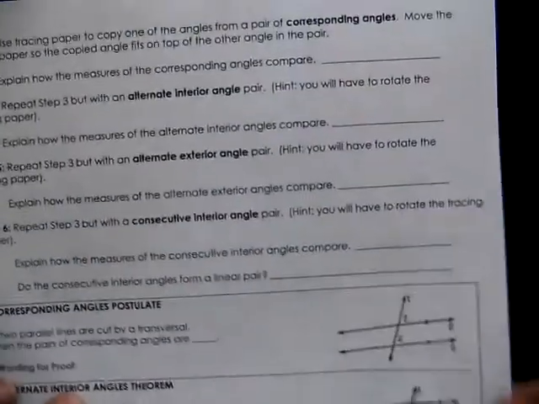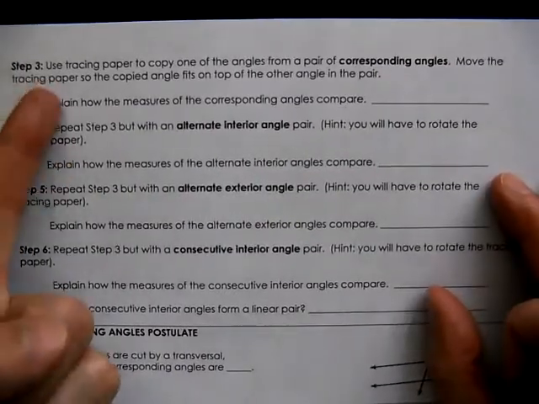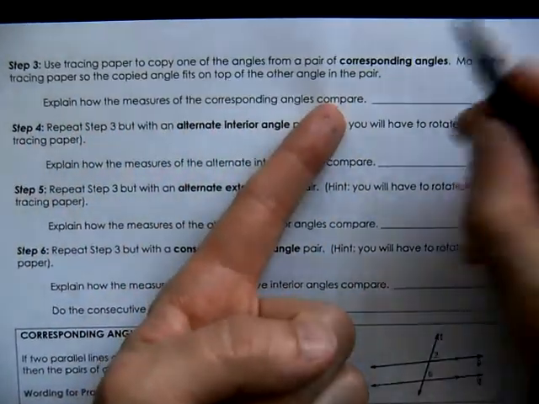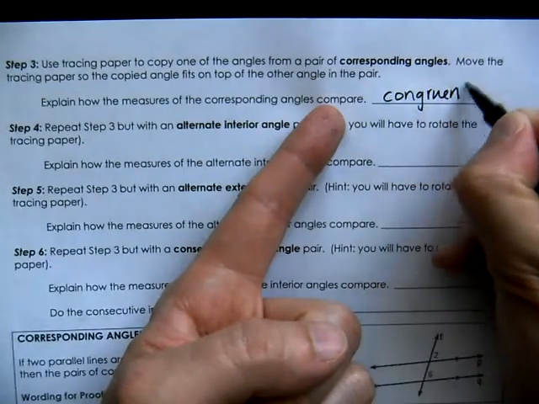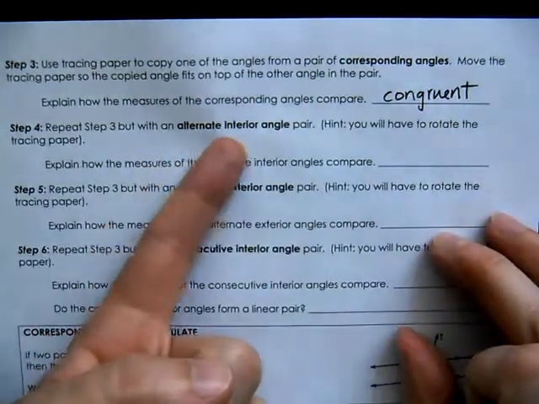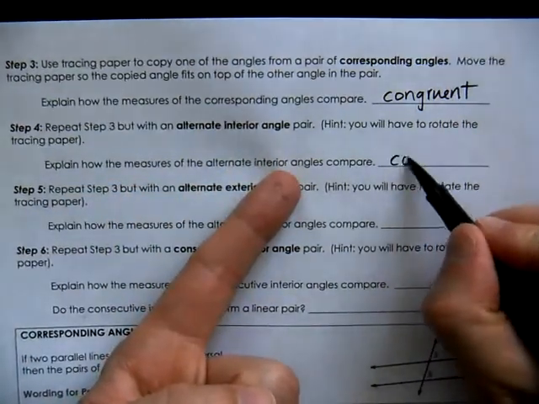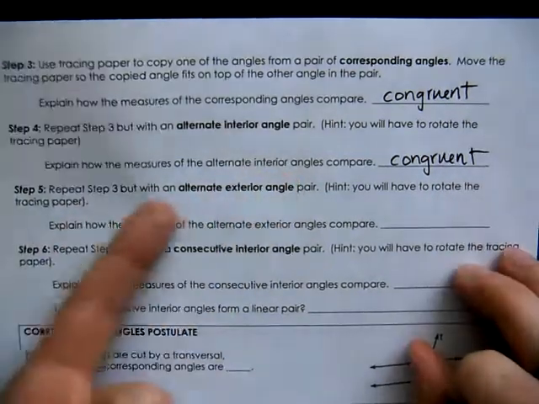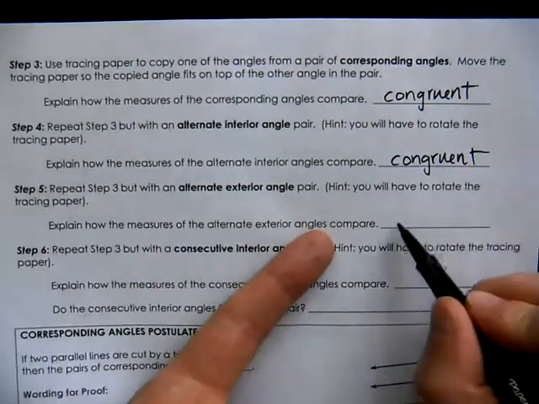So on that next page, page 3, we're just going to jot down our first few observations. So where it says step 3, compare the corresponding angles, we saw that those corresponding angles are congruent. When we compared the alternate interior angle pair, we saw that those angles were congruent. And then when we compared the alternate exterior angle pair, we saw that those angles were congruent.